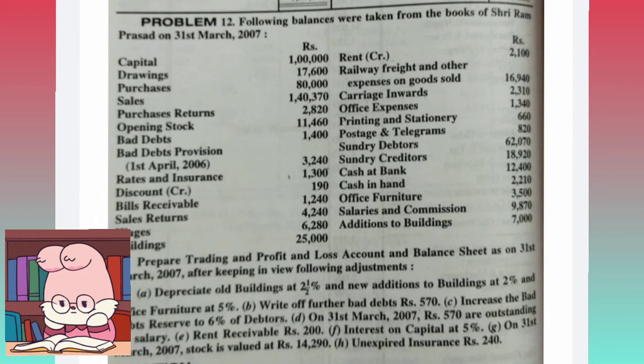So they have given the old provision also, right? That is the 1st April 2006 provision, an opening balance of provision for bad debts. So this amount is to be credited on the credit side of the P&L account, like in the last problem we did, or we can deduct this amount from the bad debts balance on the debit side of the P&L account.